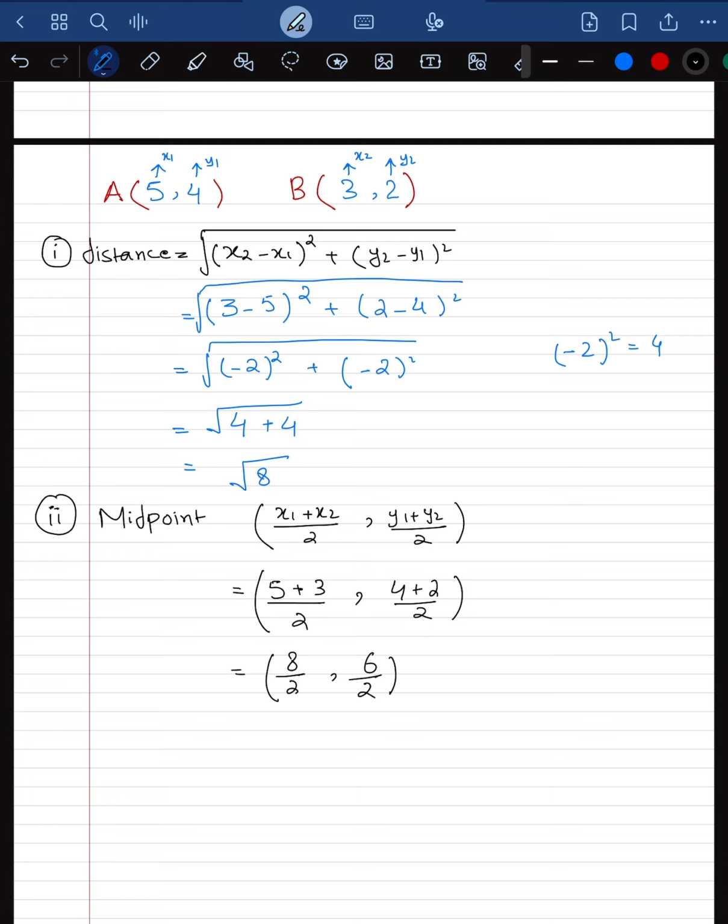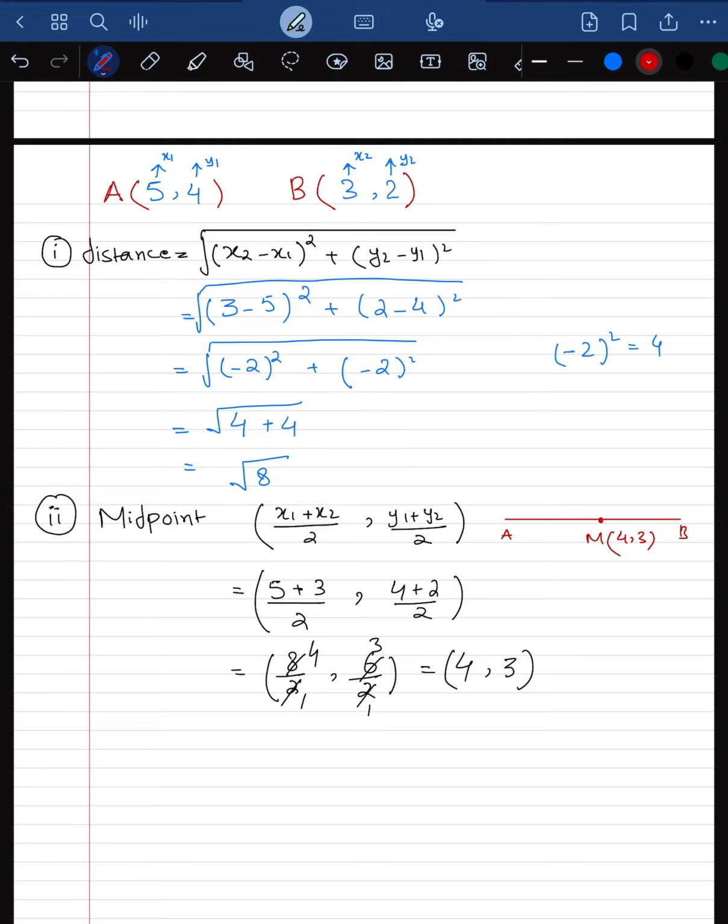So this will become 4, because 2 1s are 2 and 2 4s are 8, 2 1s are 2 and 2 3s are 6. 4 comma 3, sorry, 4 comma 3. So this is the midpoint of the line between the 2 points A and B. Let's say this is the line that has the points A and B. This point will be the midpoint M, and it has the coordinates 4 comma 3. Okay, so this is how we can find the midpoint of the line.